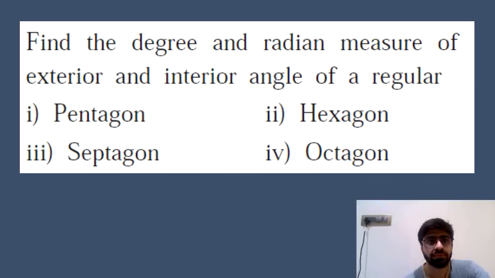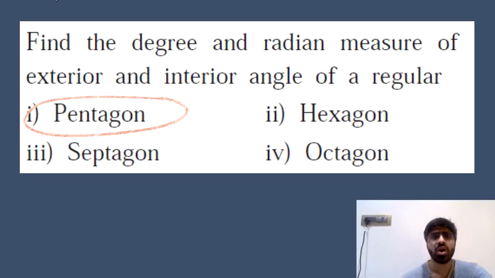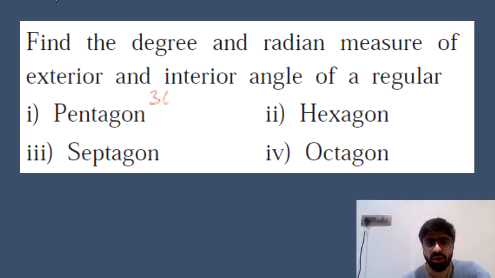So we have: find the degree and radian measure of the exterior and interior angle of a regular pentagon. Pentagon means 5 sides. So the exterior angle would be 360 upon 5, which is equal to 72 degrees. Interior angle is 72, I'm so sorry. The exterior angle is 72 and the interior angle would be 180 minus 72, that is 108 degrees.